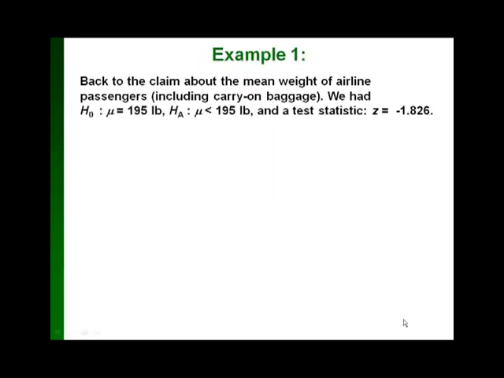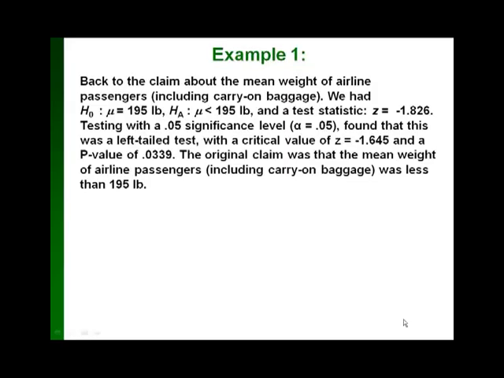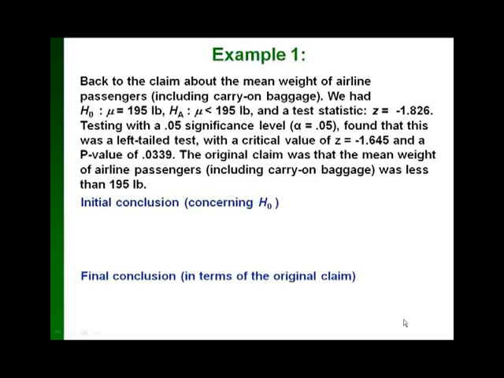With our example about the weight of airline passengers, we already found all this information. And just to remind you, the original claim was that the mean weight of airline passengers was less than 195 pounds. So we want to think about our initial conclusion, which is just either reject H0 or fail to reject H0, and also our final conclusion, which we will write in English in terms of the original claim.